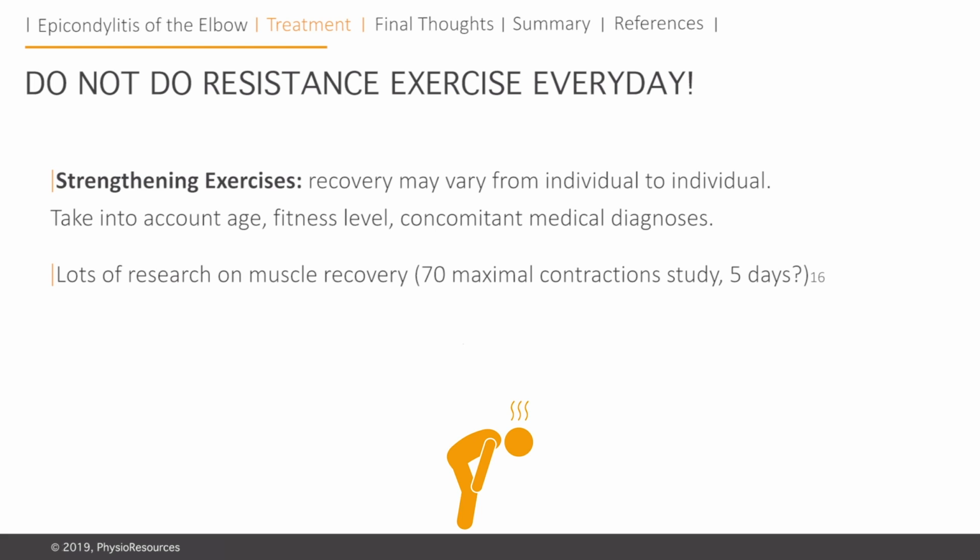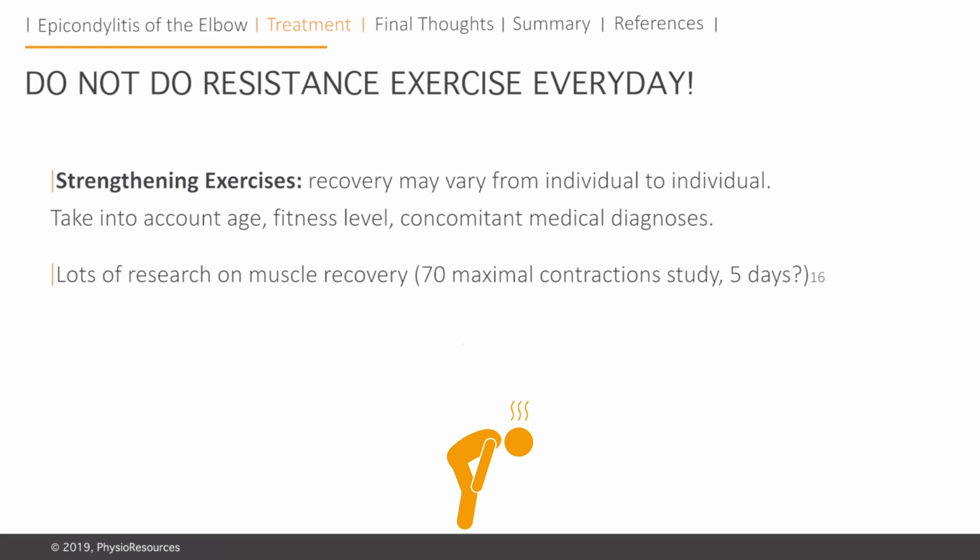As far back as 1988, there's compelling research that's been done showing that when subjects are subjected to 70 repetitions of maximal contractions of an exercise, 5 days or more of rest is needed for a full recovery.